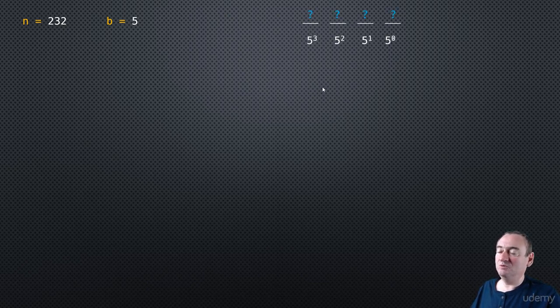So what we want to do is find out what are the digits that we have to put in these different slots, right? These are 5 to the 0, which is 1. 5 to the 1 is 5, 25, 125. So we want to know 232 is what in base 5?